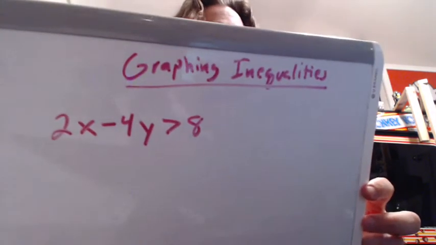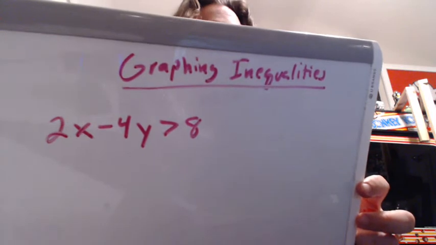Okay, so I'm going to do one more example where you make sure you get this. And I'm going to throw some stuff at you here that maybe you forgot about, but let's look at this next example. It says 2x minus 4y is greater than 8. So here's the next one right here, right? We're going to graph it.